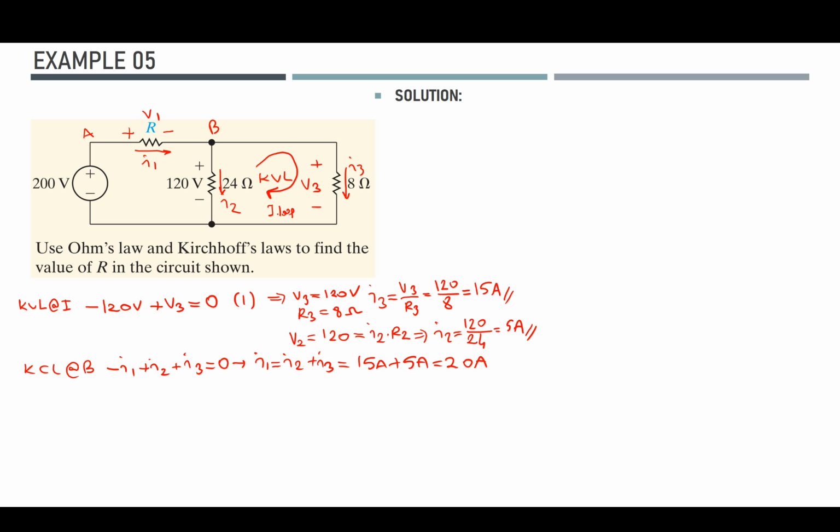Now I know that I1 is 20 amps, and if I know V1, then I can actually calculate R, and I can use a second KVL around this second loop. This is the second loop, same direction.